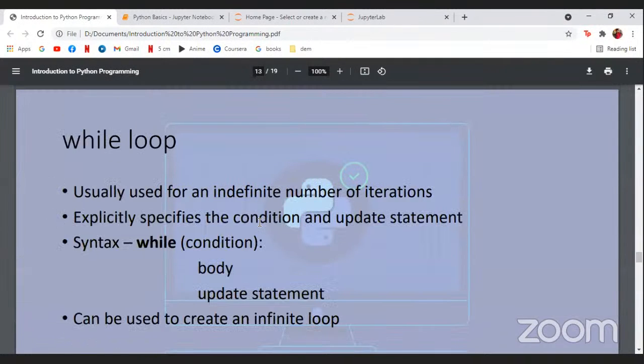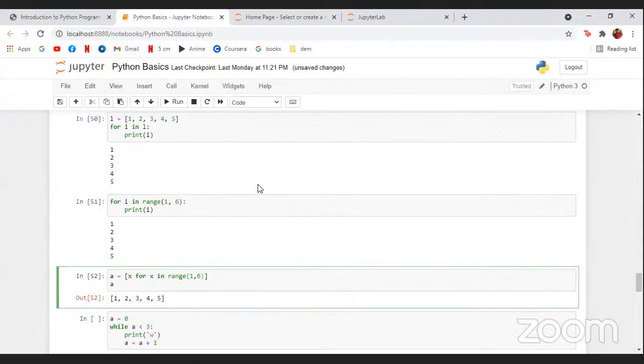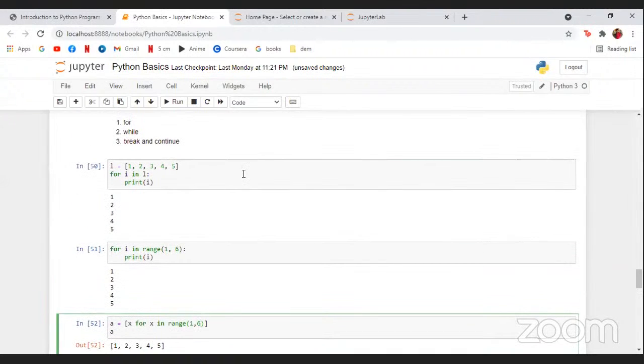So let's go to the while loop. A while loop is usually used when you don't know the number of iterations beforehand. And here you can explicitly see that there's a condition and update statement. When you looked at the for loop, you couldn't really see any initialization or an update statement or a condition or anything like that, but those are implicitly built into the loop, so you can't see them.